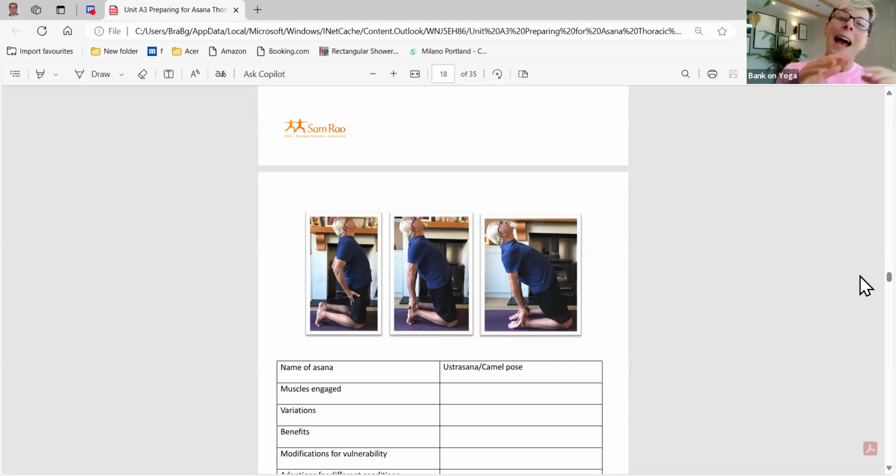Bear in mind, you've got both. You've got the manual and you're doing online. So it might be at one point you decide just to stick to one area, because it might be confusing. There might be contradictory information in there. So let's just start with the thoracic.